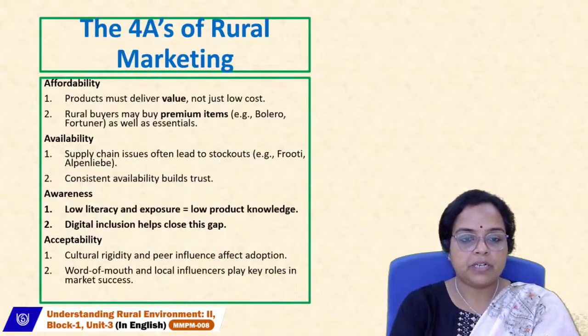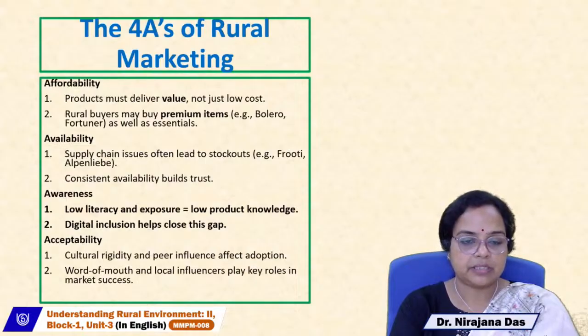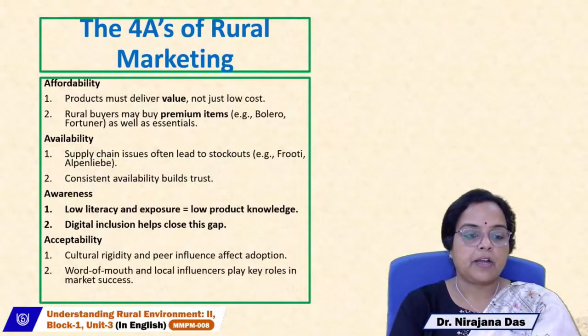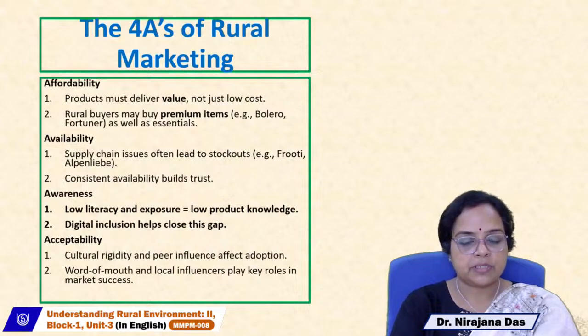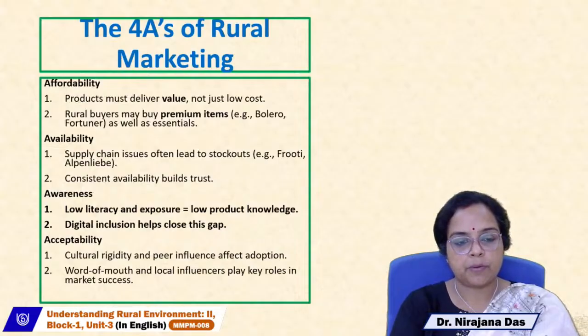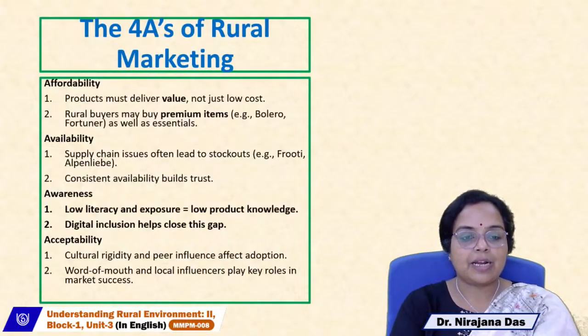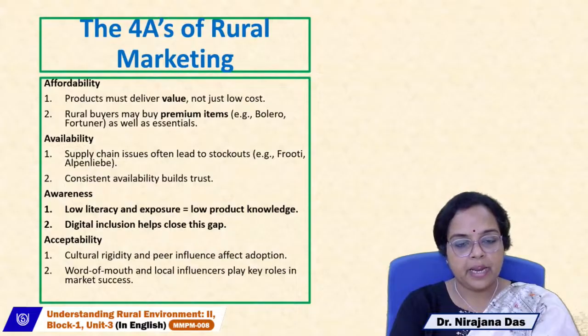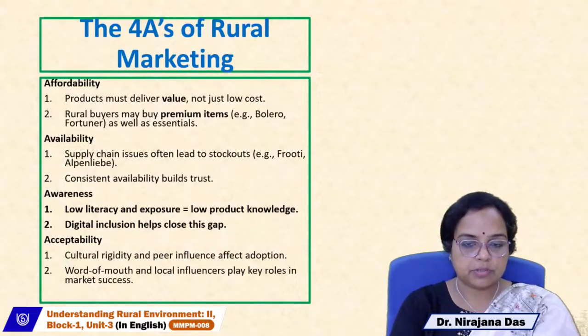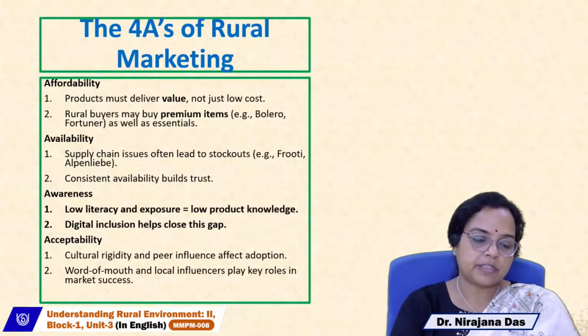Consistent availability builds trust. If your products are available whenever the need of the consumer is there, then they will start having trust in your product. Awareness: low literacy and exposure mean low product knowledge. Digital inclusion helps close this gap. You can take the help of digital inclusion by educating the consumers on your product knowledge. The last A is acceptability.